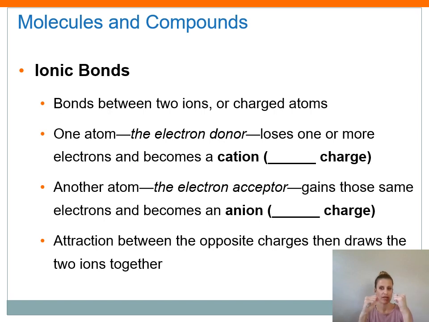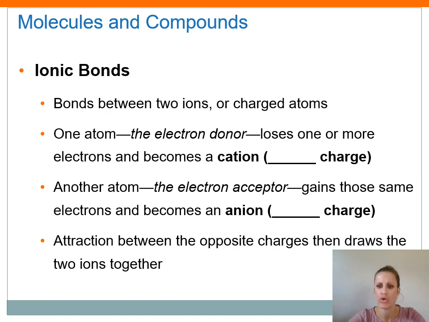So in an ionic bond, what happens is we have 2 atoms come together, right? And they're both trying to fill up their outermost shell. One of the atoms, which we call the electron donor, because he's going to donate electrons, he's going to give electrons away. This guy loses 1 or more electrons. Now, because he's giving away those negative charges, he ends up becoming a cation, meaning he ends up having a positive charge.